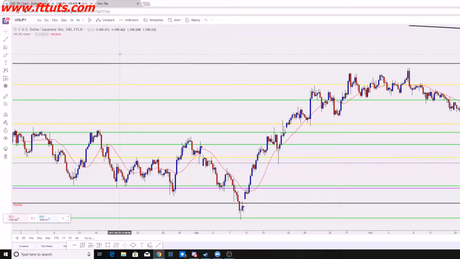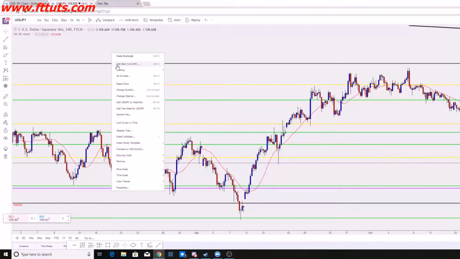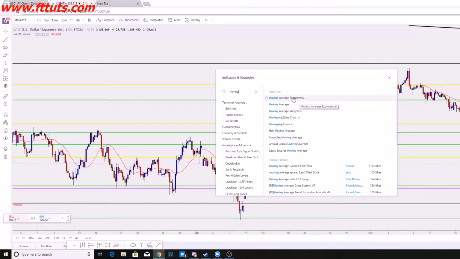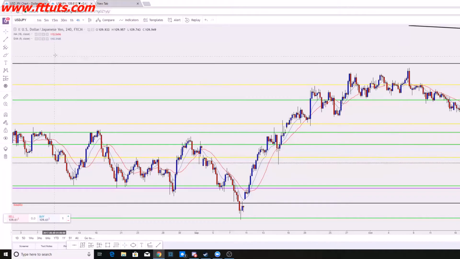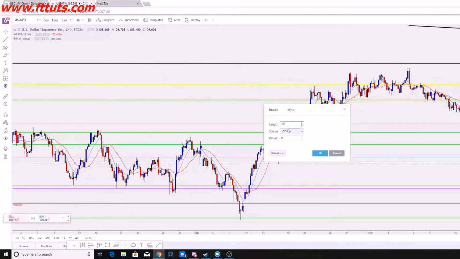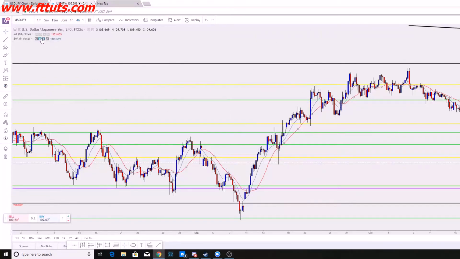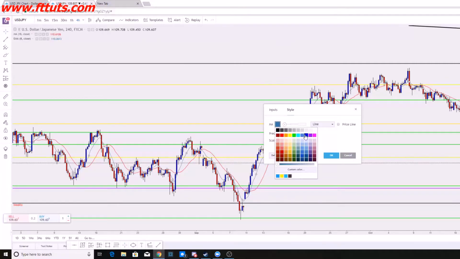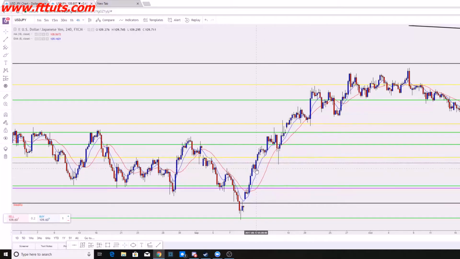market. So to simply add your moving averages, you're going to right click, insert indicator. You're simply going to type in here moving. You're going to add your moving average exponential, then your moving average. Since I already have them added, your MA is going to be length 18, style red, and then your EMA is going to be 8, and then style blue. Of course blue represents bullish and red represents bearish.